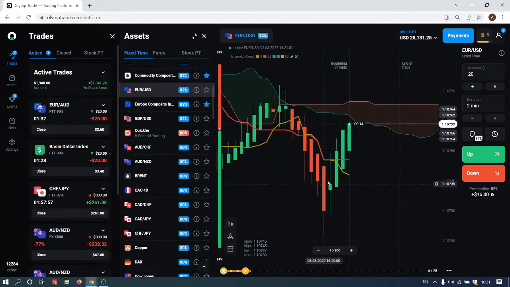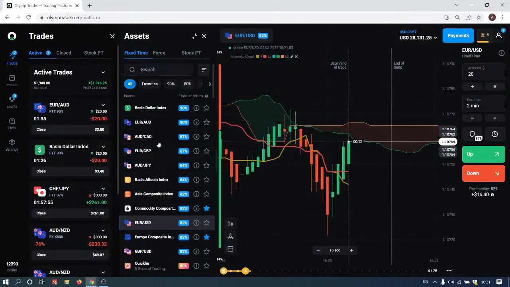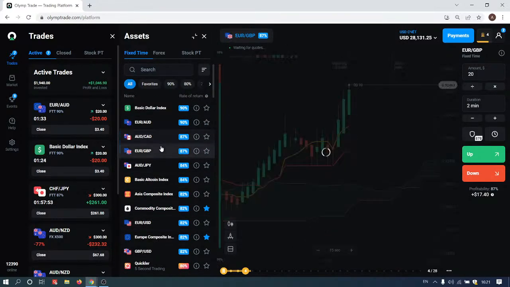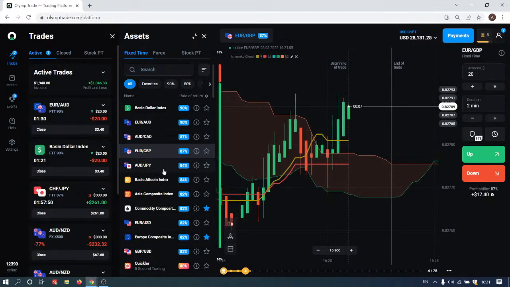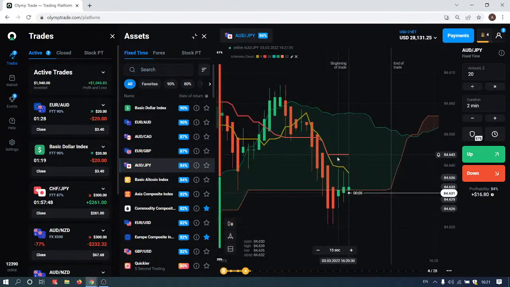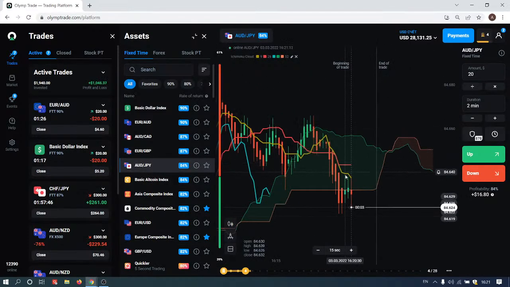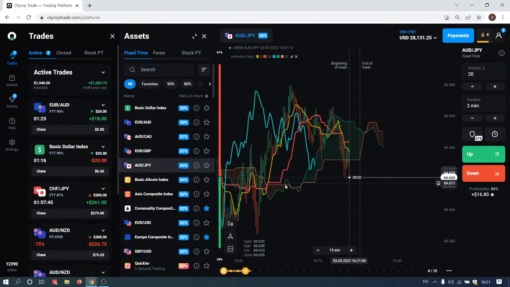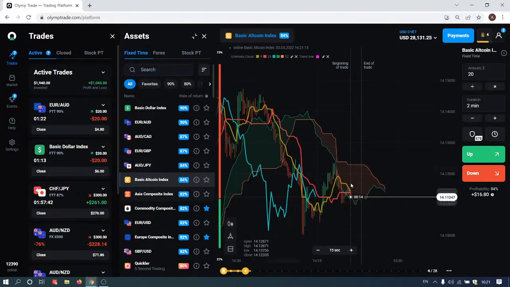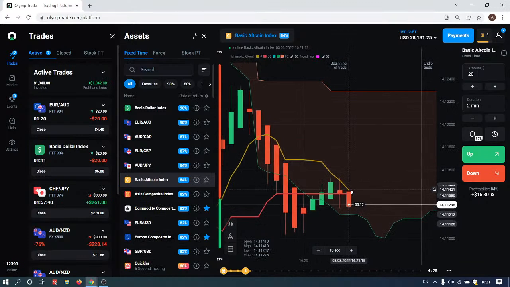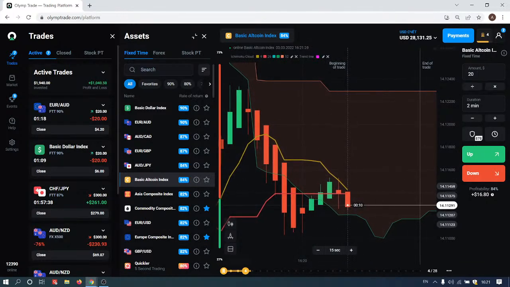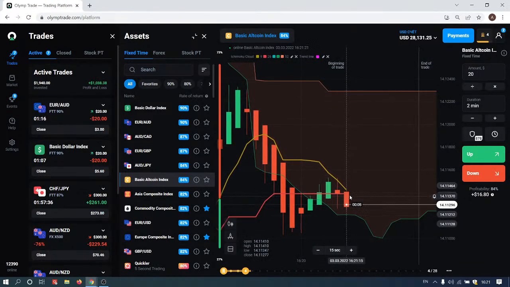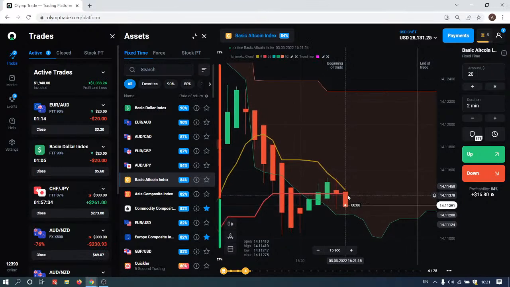So I mean it by this trading strategy. Normally I would say that I very rarely have the results I'm having with this trading strategy right now. So I don't know, gonna give it a try. So basic altcoin index again, a possible setup here.